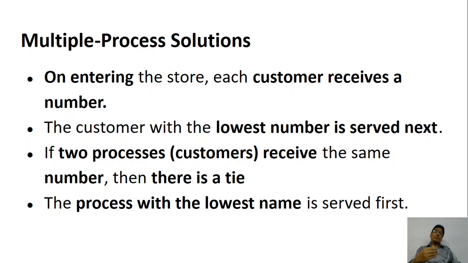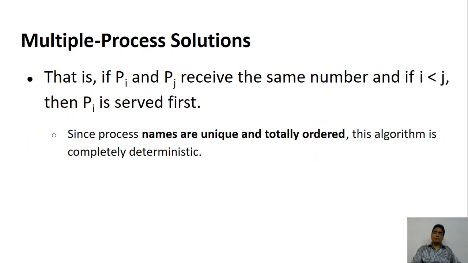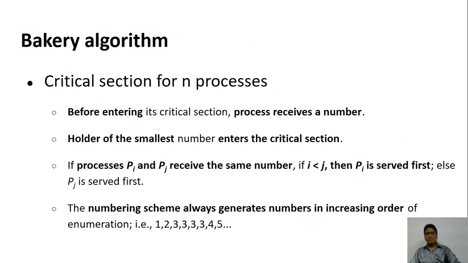In real life also it is the same thing. You have the same token number, an older person has the same token number. Who will be served first? You know it, I don't have to tell you. The same option is here also: the older process will be given the choice. So if you have two processes Pi and Pj, both of them have the same number, then if i is less than j, that means the process ID of process i is less than j, Pi is served. So there is an order.